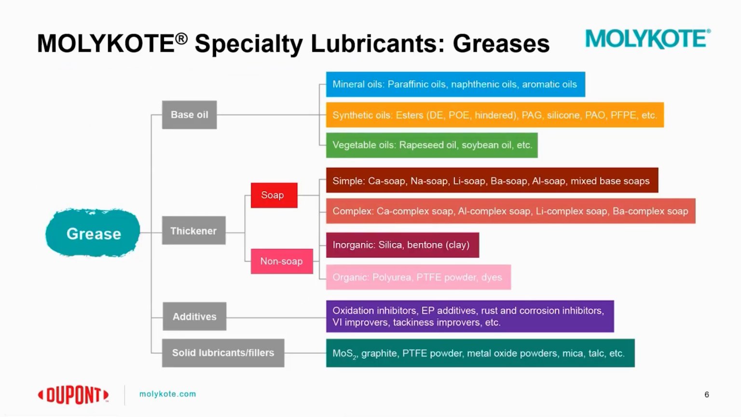Let's take a look at how additives are incorporated into our different MOLYKOTE technologies, starting with the grease. Within the grease family of lubricants, additives typically comprise 10% of the overall composition, and the types of additives that are formulated into any given grease will really depend upon the anticipated application. For example, you could see the addition of oxidation inhibitors, extreme pressure additives, rust and corrosion inhibitors, or viscosity index improvers. So these are additives that either improve the overall performance of the lubricant itself or somehow enhance or modify the actual physical properties of the lubricant.